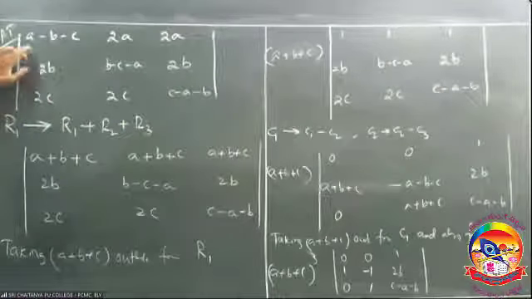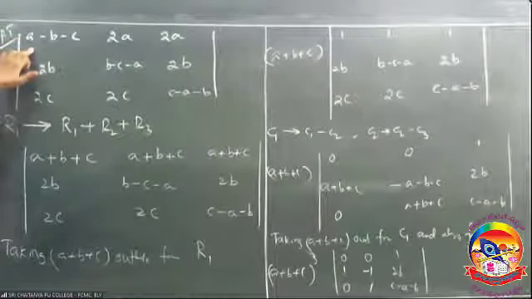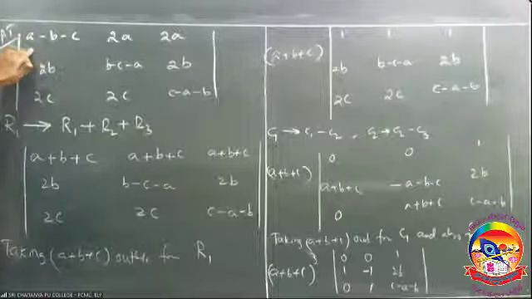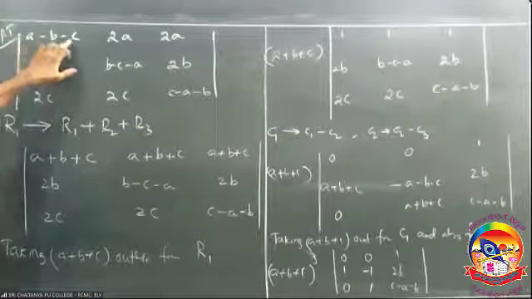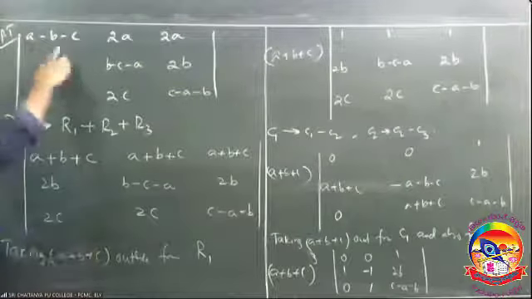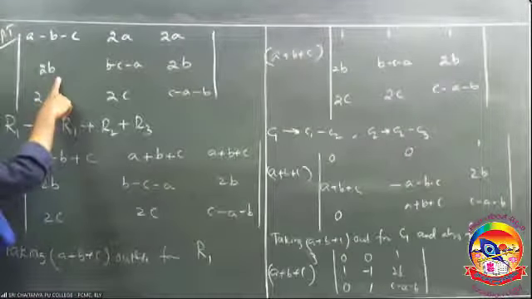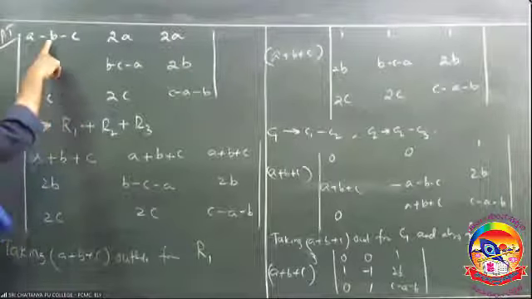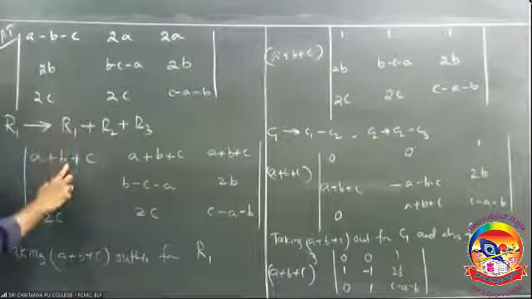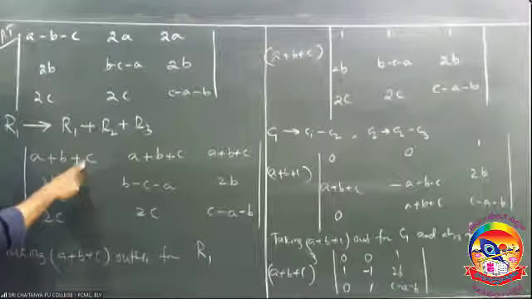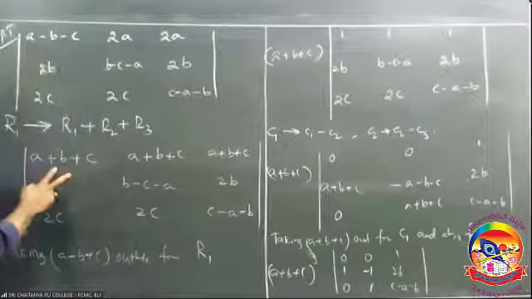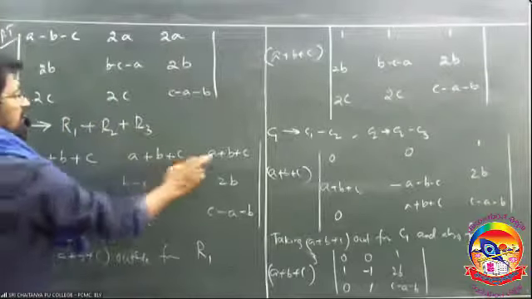Observe. R1 changes to R1 plus R2 plus R3, right? So minus A, minus B, minus C plus 2B. It becomes A plus B, because minus B plus 2B value is B. Minus C plus 2C is C, right? So this becomes A plus B plus C, A plus B plus C, A plus B plus C.